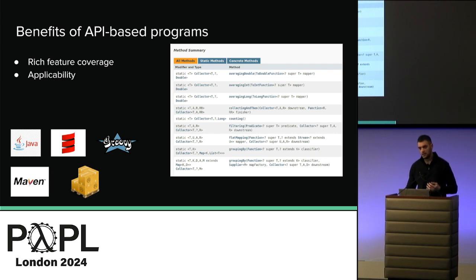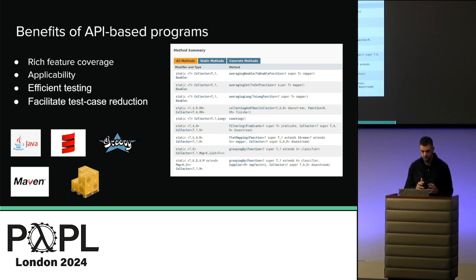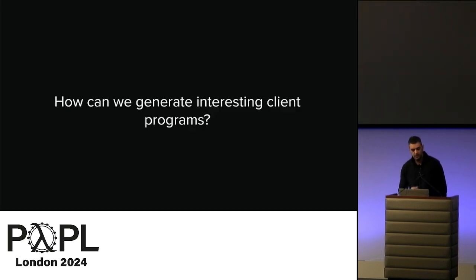And since our goal is to synthesize small and self-contained programs, we have efficient testing because the compiler takes less time to consume smaller programs than larger ones, and it can also potentially facilitate test case reduction because it's easier to reduce a smaller program than a larger one. So the question is, how can we generate interesting client programs?